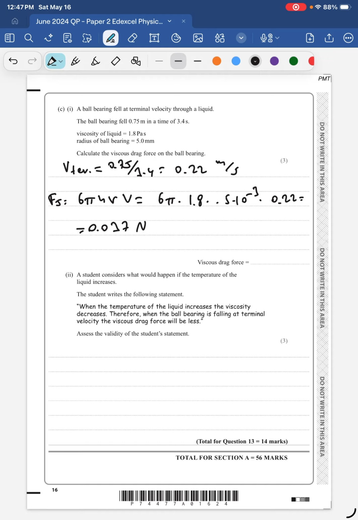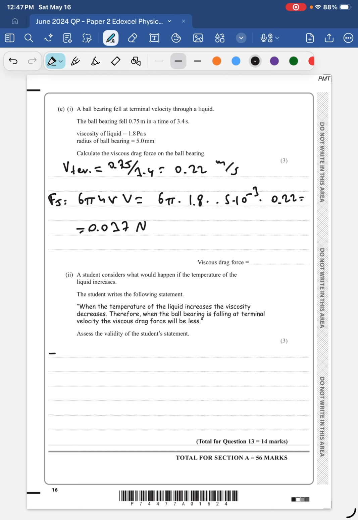Now, part 2, a student considers what will happen if the temperature of the liquid increases. The student writes the following statement: when the temperature of the liquid increases, the viscosity decreases, which is correct. Therefore, when the ball bearing is falling at terminal velocity, the viscous drag force will be less. Assess the validity of the student's statement.